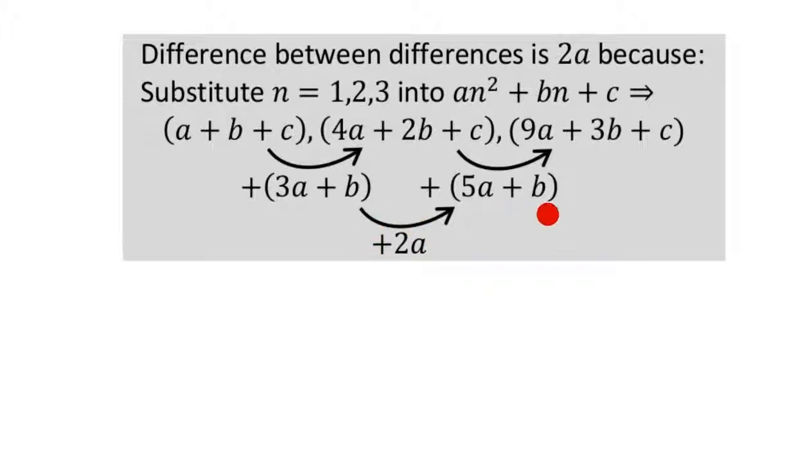Well, you've got to use algebra to prove that, because algebra shows things in a general way for every situation. So that's what I'm going to do here. I'm going to say if this is your nth term, an squared plus bn plus c, any quadratic nth term can be written like that. a could be any number, b could be any number, c could be any number.